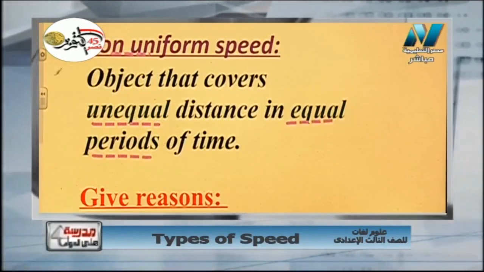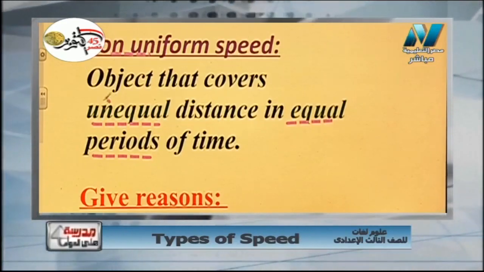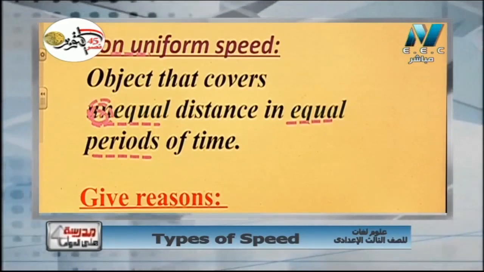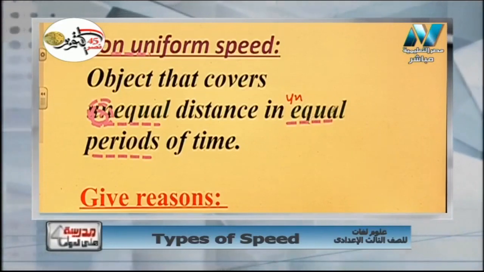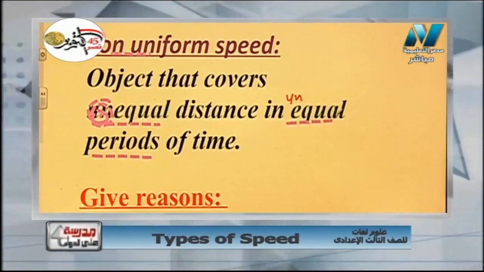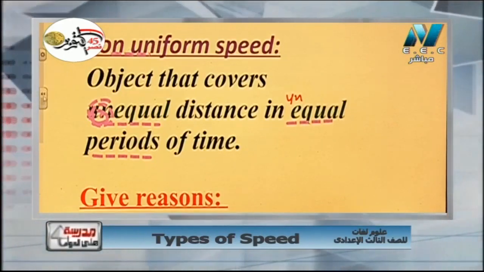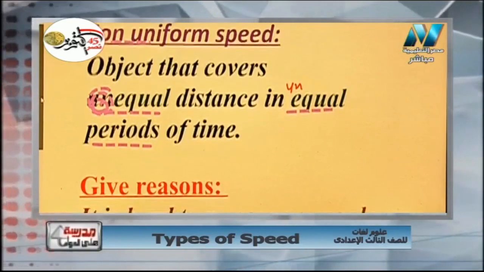Or the opposite, I can say it another way. How? I say equal distances at what? Unequal periods of time. We can use one of them equal and the other unequal periods of time. So now we can differentiate between uniform and non-uniform speed.